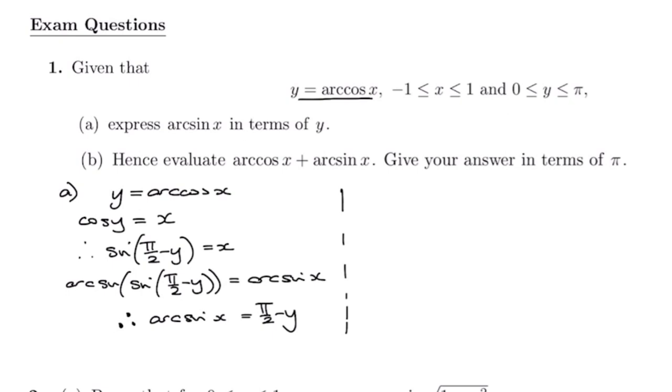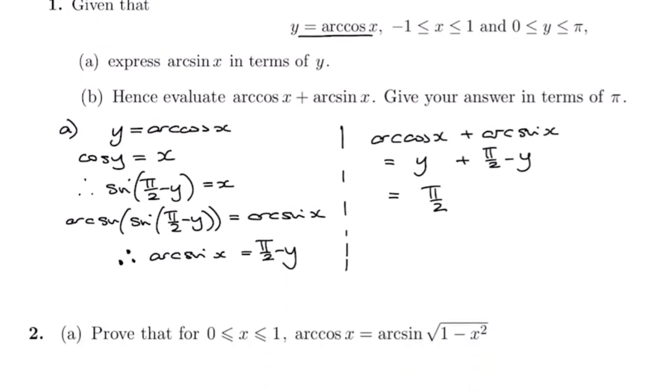Now part B says, hence evaluate arc cos x plus arc sine x. So arc cos of x plus arc sine of x. Well, arc cos of x is y. Arc sine of x we've just found is pi over 2 minus y, and therefore that is pi over 2. Again, quite complicated, that, especially if you didn't remember the link between sine and cos.